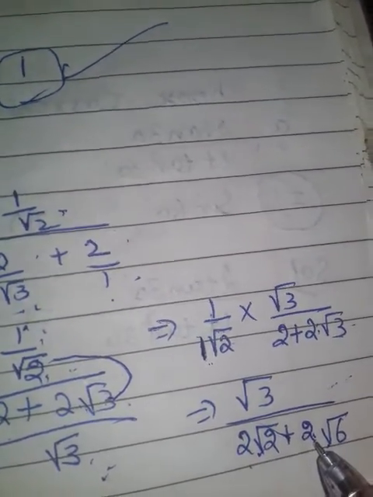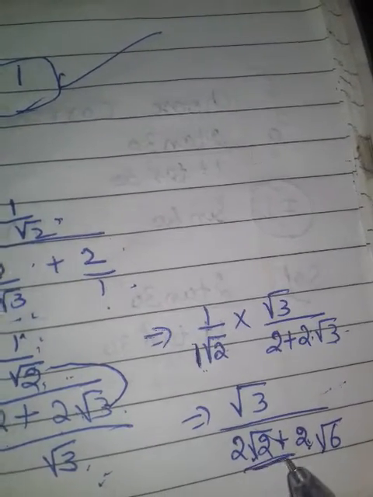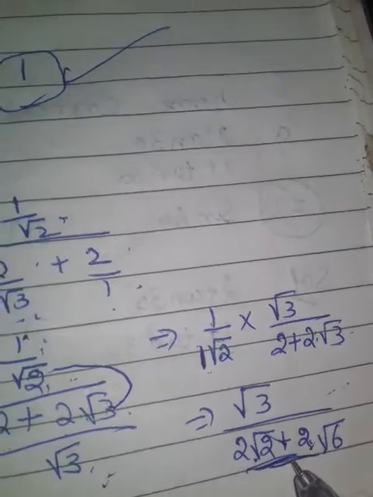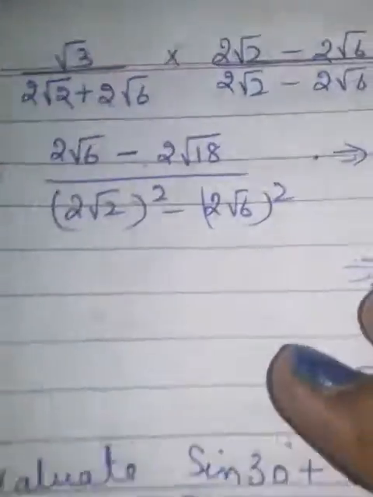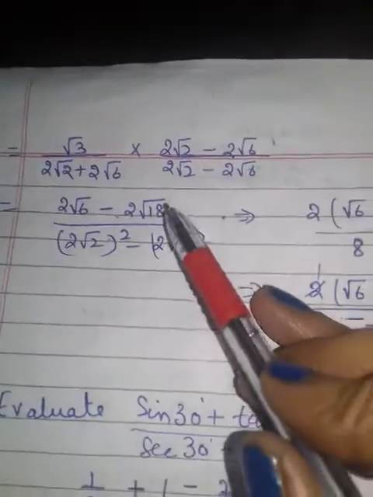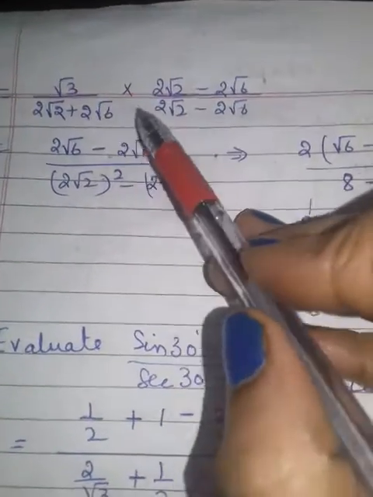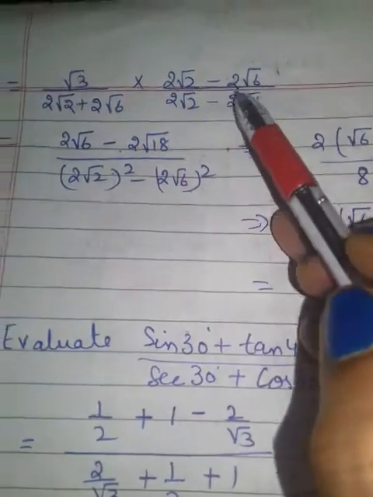And one thing more: whenever you see a root term in the denominator, you will not leave it there. You will rationalize it through the simple method. So after that, I have taken its rationalization. Then 2 root 3 into root 2 is root 6, minus 2 as it is.